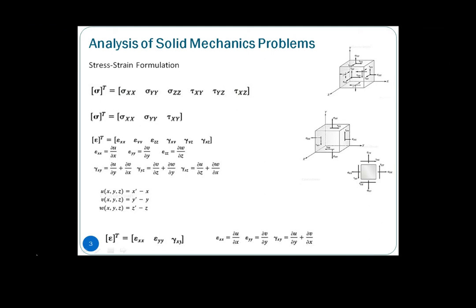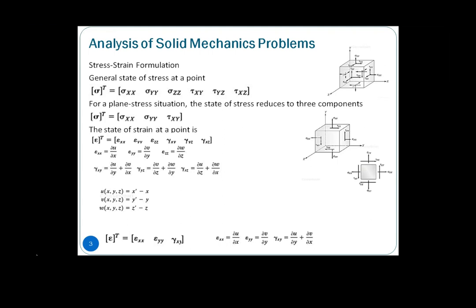To get the general state of stress at a point in three dimensions, we have sigma x, sigma y, sigma z, as well as the shear stresses tau xy, tau yz, and tau xz. If talking about plane stress situations, this state of stress reduces to only three components: sigma x, sigma y, and tau xy.